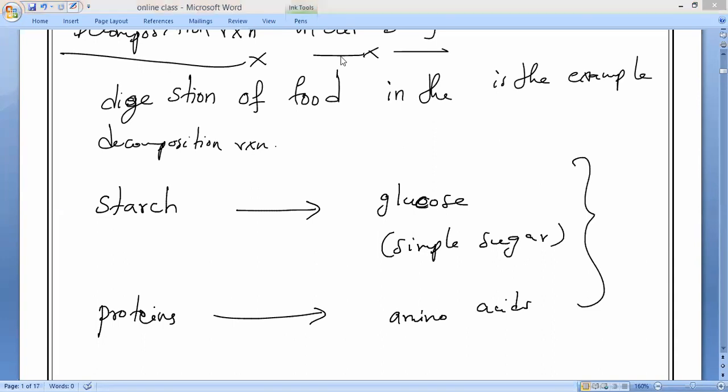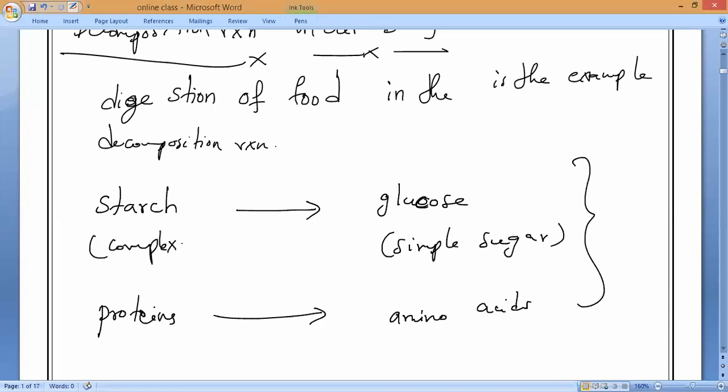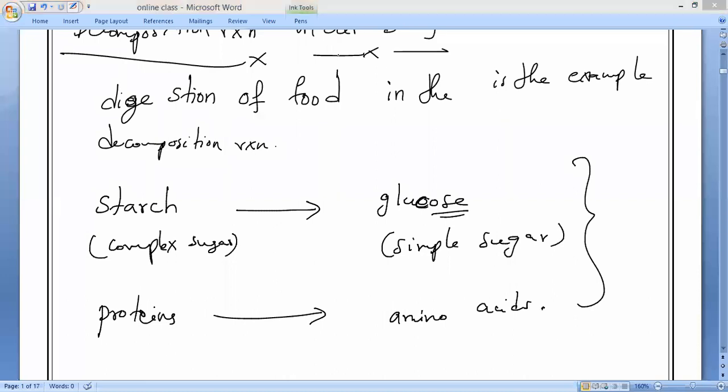Yes, with the help of enzymes, very good. So starch is a complex sugar. With the help of enzymes, this complex sugar will decompose into simple sugars, and proteins will be decomposed into amino acids. These are examples, even fat into glycerol, everything. We will study that in biology. When we are studying biology, I will tell you.